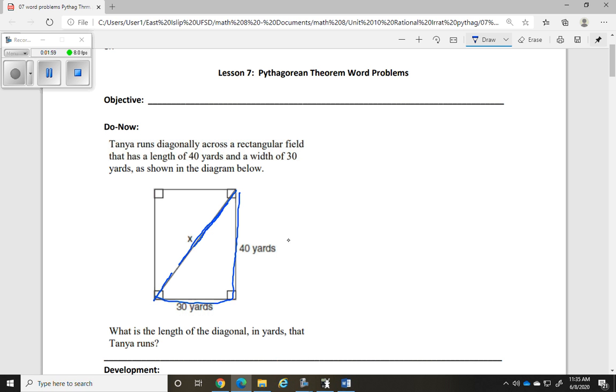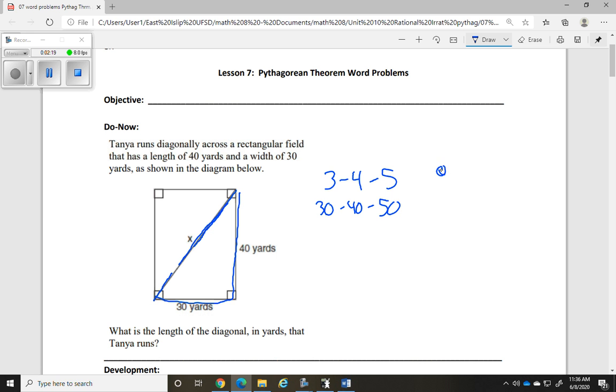I actually noticed that this is one of the Pythagorean triples. Remember, there's a thing called a 3, 4, 5? Well, any multiple of 3, 4, 5 is also a right triangle. So I see a 30 and a 40 given to me, so the diagonal is going to be 50. But let's use the Pythagorean theorem to prove that.